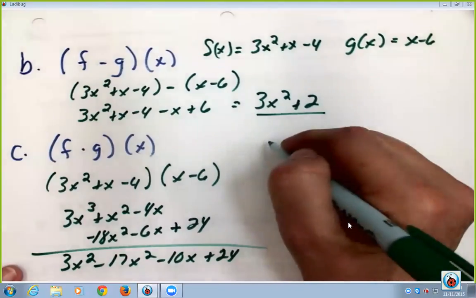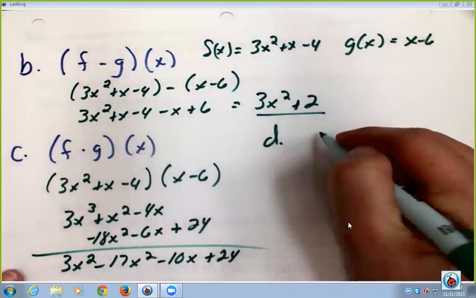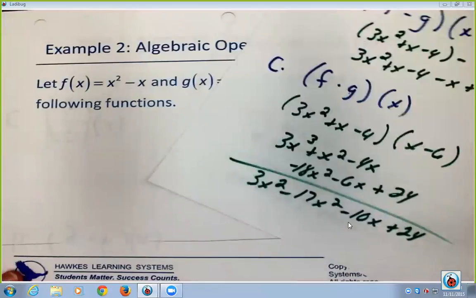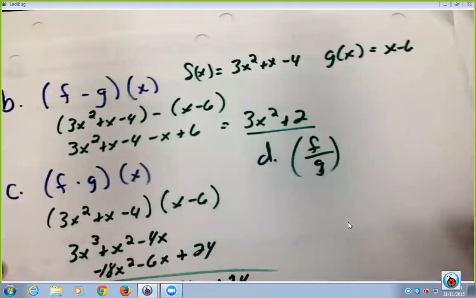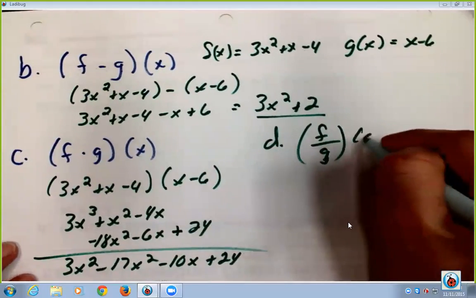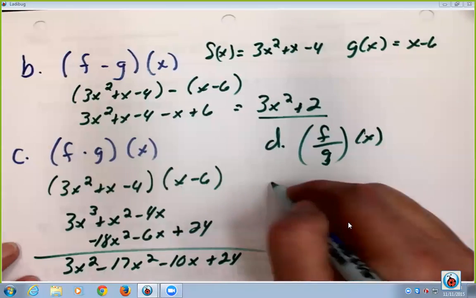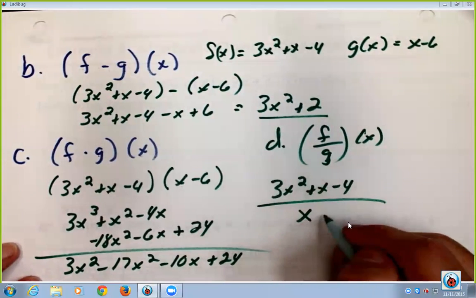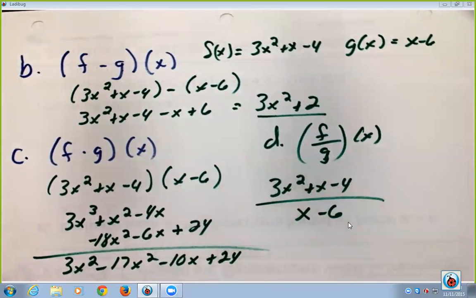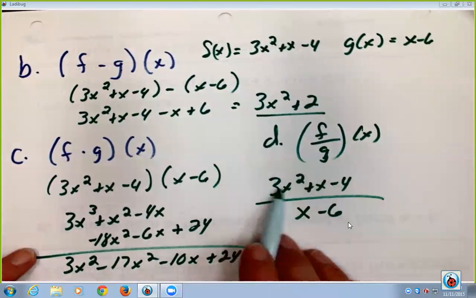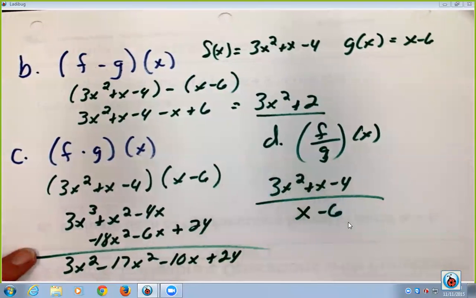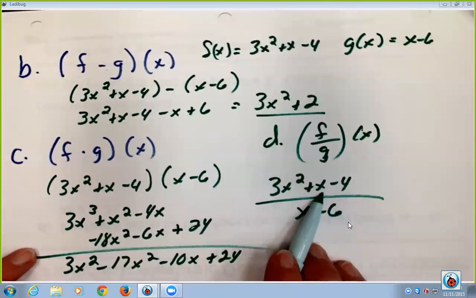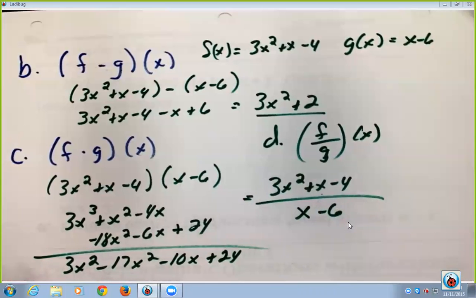And if we had d, and we'll add d in here, which is f over g of x. That just means I would have 3x squared plus x minus 4 all over x minus 6. And then you would have to go back and take a look and see if this could be factored and if any cancellations could be done. This is not going to factor out. You'll never get an x minus 6 out of it. So therefore, it's as far as we can possibly go with it.